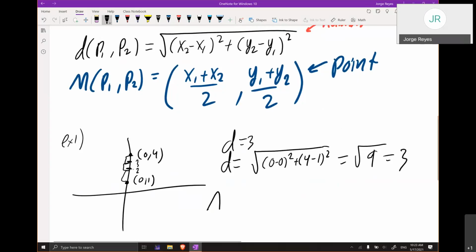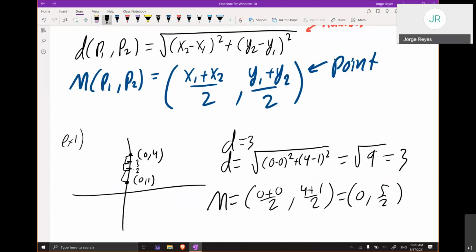The midpoint formula is 0 plus 0 over 2 and 4 plus 1 over 2. So the midpoint is 0 and 5 halves. So in 1D, it's really easy.